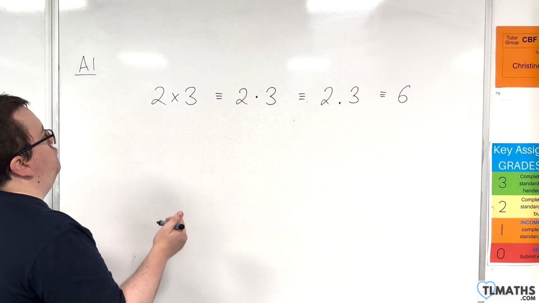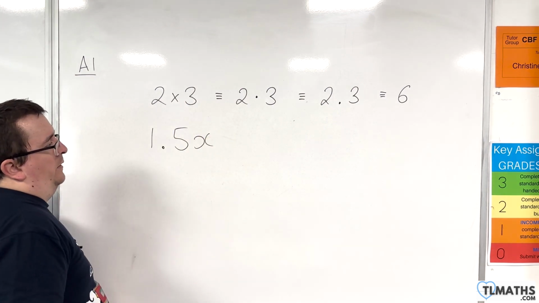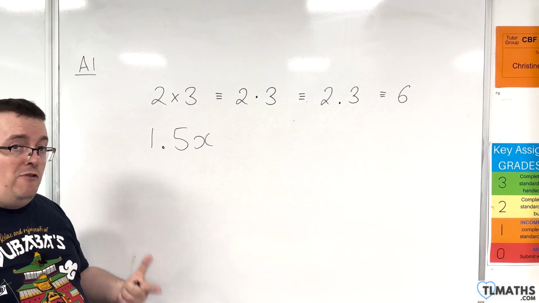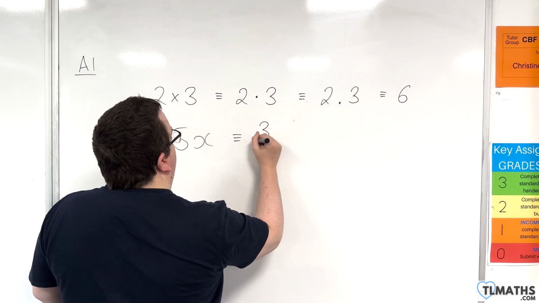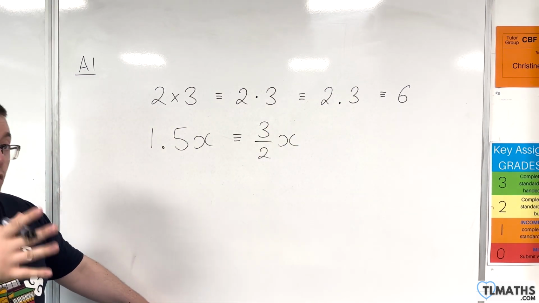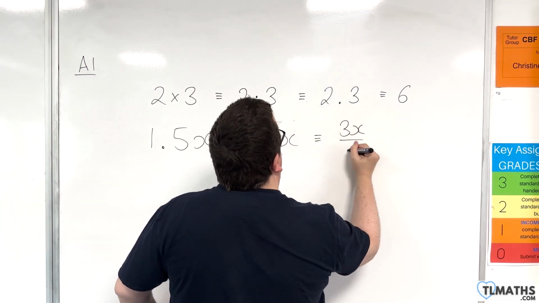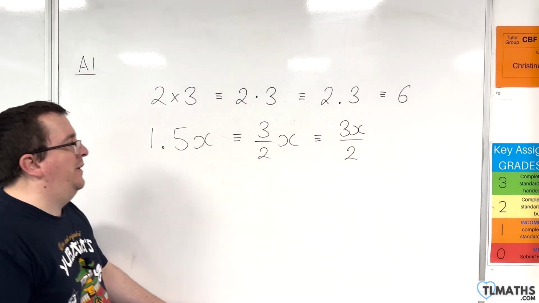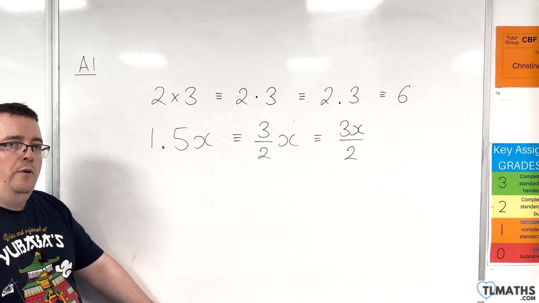So rather than writing something like 1.5x, what you want to get into the habit of is thinking, well, what is 1.5 as a fraction? So that's 3 halves. So we want to write that as 3 halves x. Okay? Or, as we've seen, this is the same as 3x over 2. Okay, those two notations mean the same thing. So we want to write it as 3 halves x rather than 1.5.